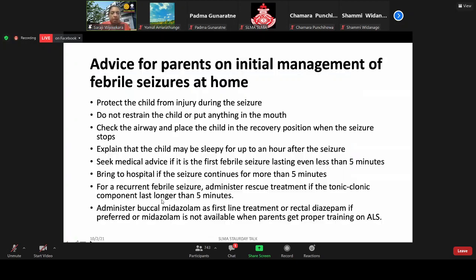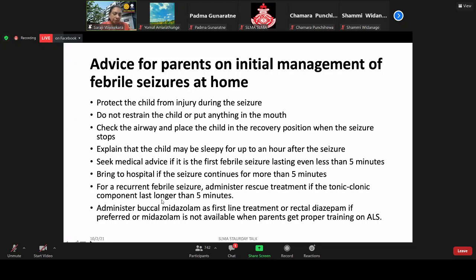Hope it's clear. And then the main concern we have is managing the parents of these children, because they are really worried about the short-lasting seizures. We have to advise the parents on initial management of febrile seizures at home. You have to protect the child from injury during the seizure, right? And you should not restrain the child or put anything in the mouth. That's very important, because most parents put spoons or sometimes their own fingers just to prevent the tongue being bitten, and they also try to restrain the child, which may cause more harm.